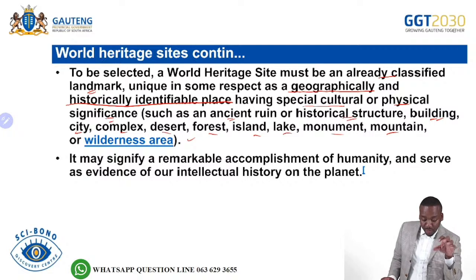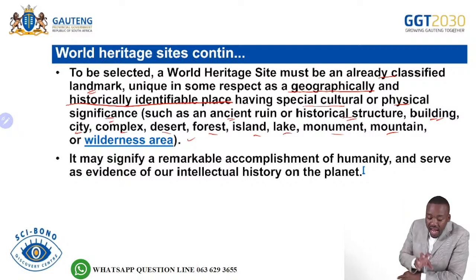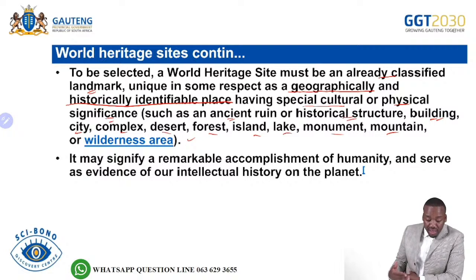A particular place might be unique in some respect in terms of geography, or be a historically identifiable place having special cultural or physical significance, right? So it can be an ancient ruin, a very old place that has been left there, or a historical structure, a building, city, a complex, a desert, a forest, island, lake, monument, mountains, or a wilderness area. Any of those could be World Heritage Sites.